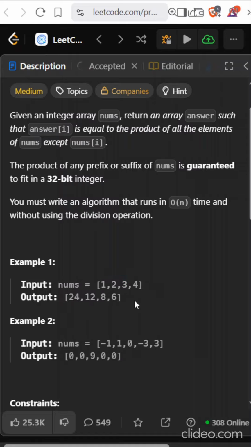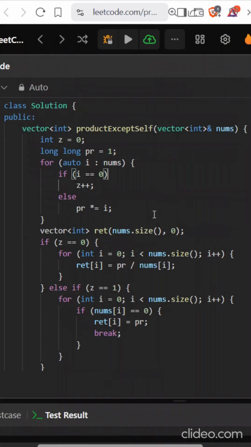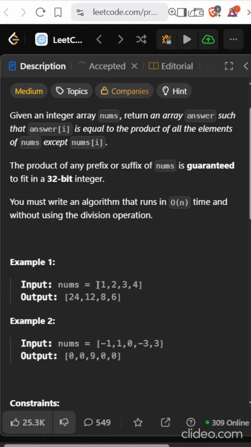So the idea over here is that first we'll try to take the product of every element, right? For example, here I take the product of all the 4, and that is 24. Now I'll simply divide. For the first element, the product is 24 divided by 1, I will get 24. For the second, 24 divided by 2 is 12. 24 divided by 3 is 8, 24 divided by 4 is 6.